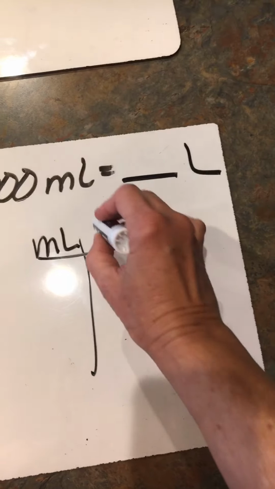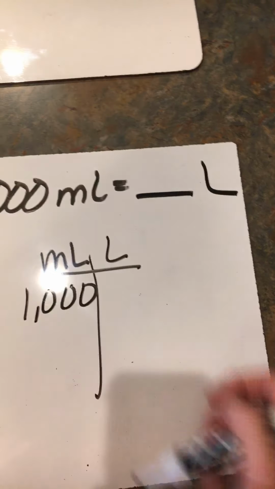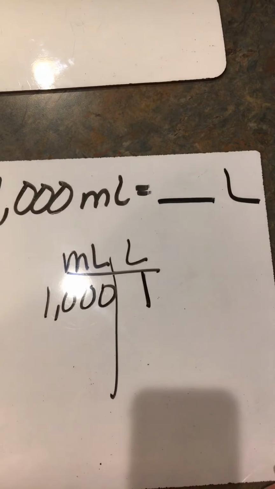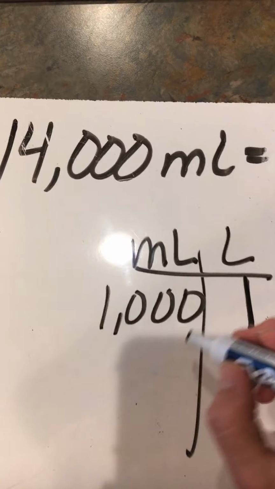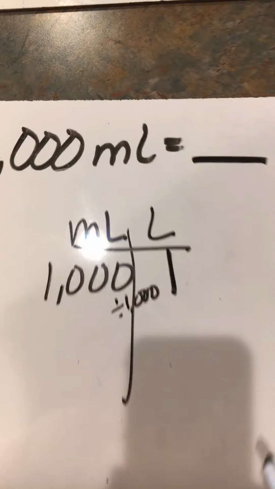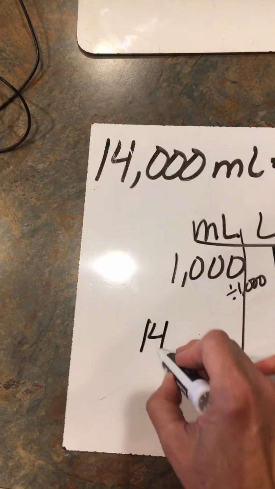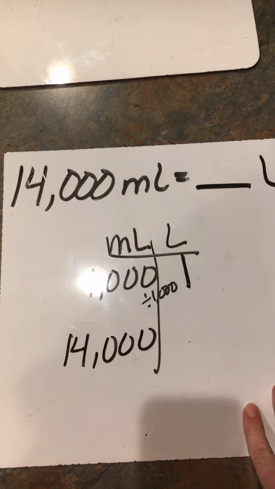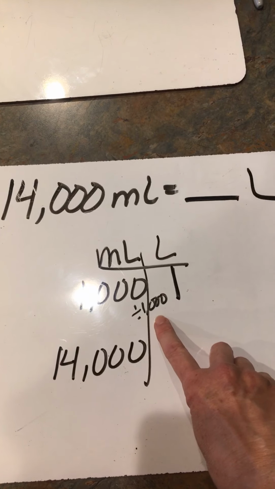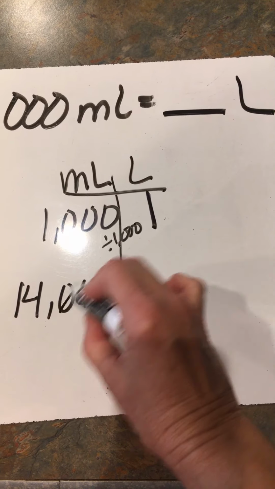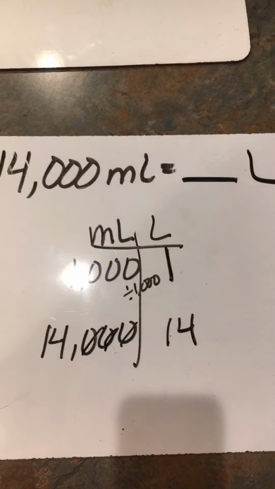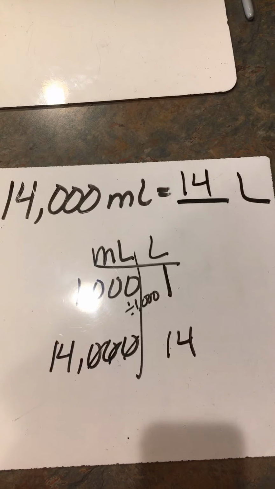If I go the opposite direction, from milliliters to liters, I'm still going to use that same measurement. Milliliters on the left this time, liters on the right. This time, we would put the 1,000 milliliters here and the 1 liter here. So instead of getting larger, I'm getting a whole lot smaller. That means I am dividing by 1,000. So if I have 14,000 milliliters, the fastest way to divide by 1,000 is to just remove 3 zeros. So 1, 2, 3, and I'm left with 14 liters.